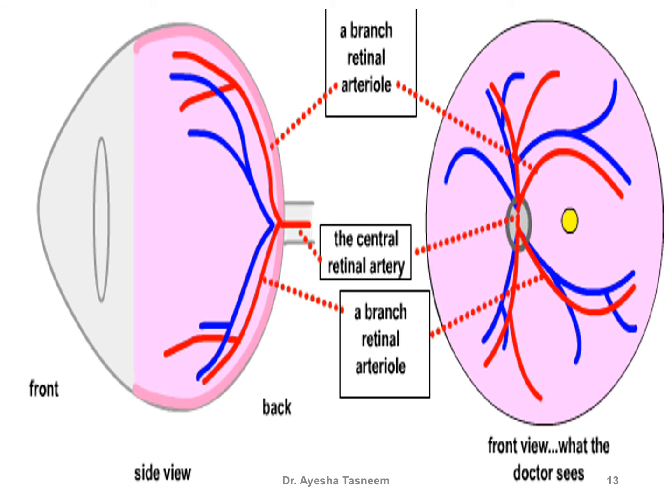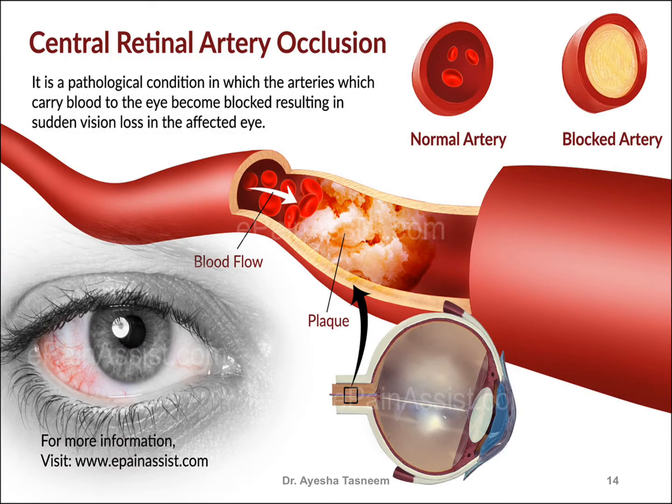This is the retina, and here you can see the central artery of the retina. This is the sole artery. If this gets blocked, it results in blindness. This picture is showing the effects of blockage or occlusion of the central artery of the retina.